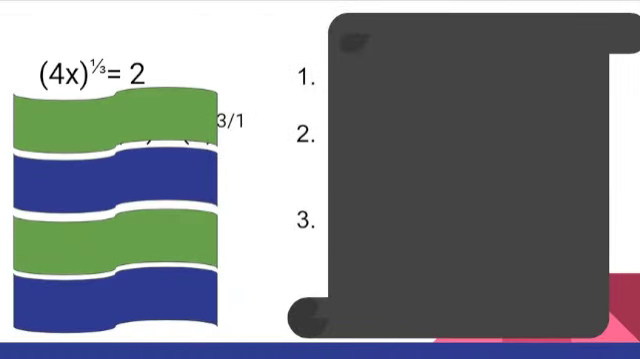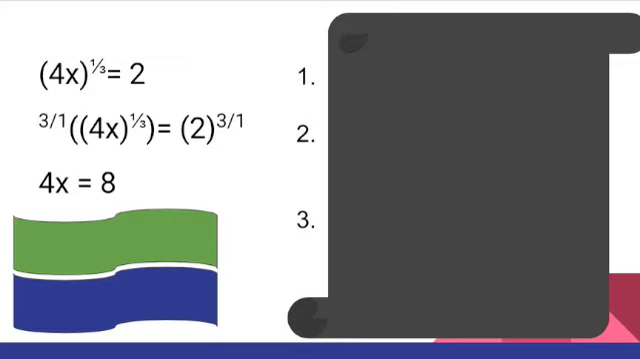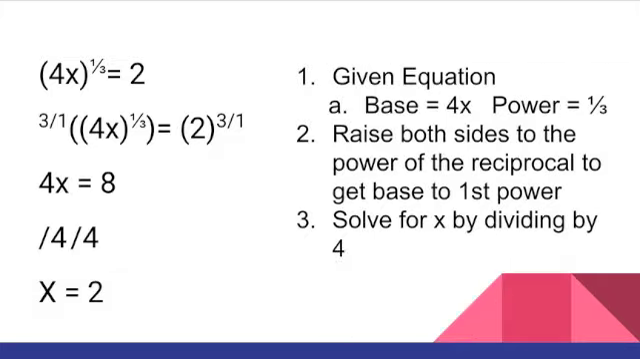Now let's take this a step further. What would happen if we had a coefficient of x? Well, it would be treated the same as everything else. The base would be 4x, and then the power it's being raised to would be the 1/3 power. So we need to raise each side to the reciprocal power of 3 over 1, and we get 4x equals 8. Then we must divide each side by 4, and we get x equals 2.